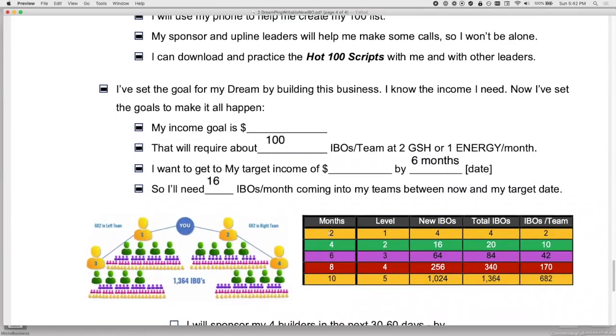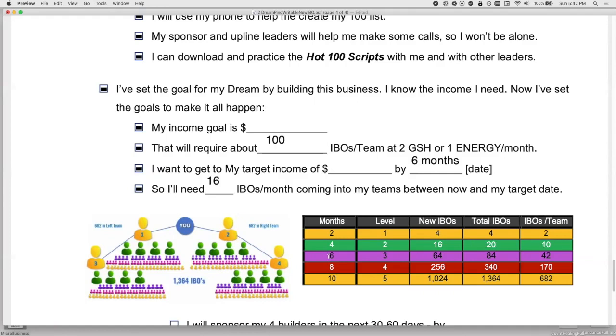This is if everybody is taking 2 months, 60 days, to get their 4 people. So in your first 2 months, you get your 4 new IBOs. That's a total of 4 IBOs, 2 on each side. That's what this means. In the second 2 months, your 4 get their 4. They get the green. So now you're in your second 4 months. You've only gotten your 4, but you're helping your 4 get their 4. You're 4 months in. You're on your second level, which is the green. Now there's 16 new IBOs in that 60 days, but a total of 20 because 16 plus 4 equals 20, and you have 10 on each side.